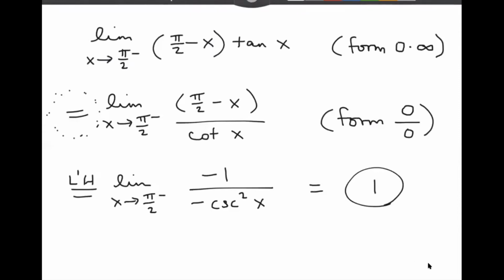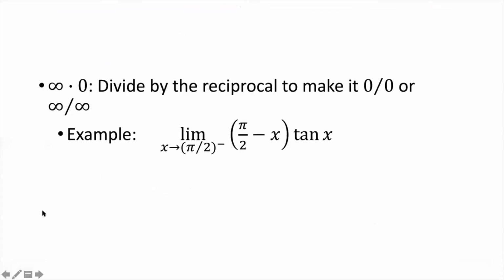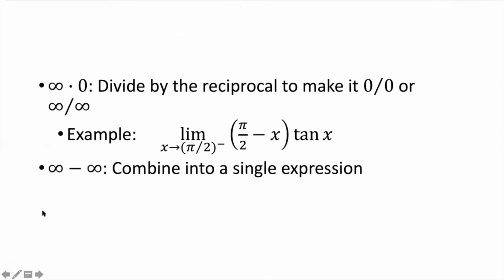Next, I believe we're going to look at infinity minus infinity. So this is another interesting one. Imagine a really big number minus a really big number. Well, I have no idea what that could be. If it's a trillion minus a million, that's still a really big number. If it's a trillion minus a trillion, well, that's 0, right? So infinity minus infinity gives me no information about what the value of the limit might be.